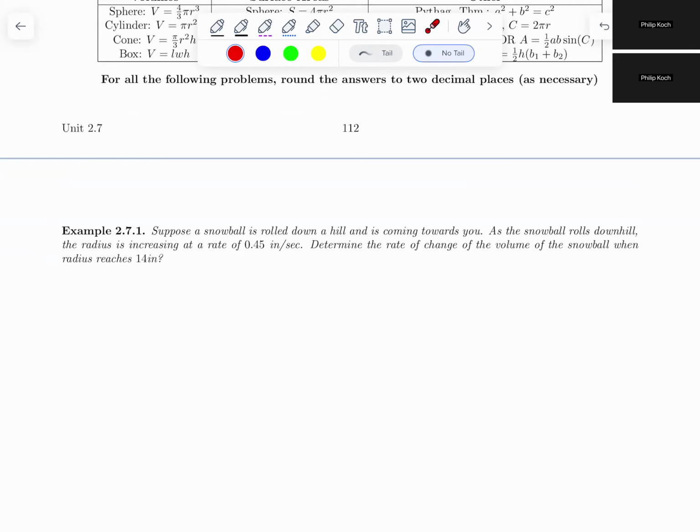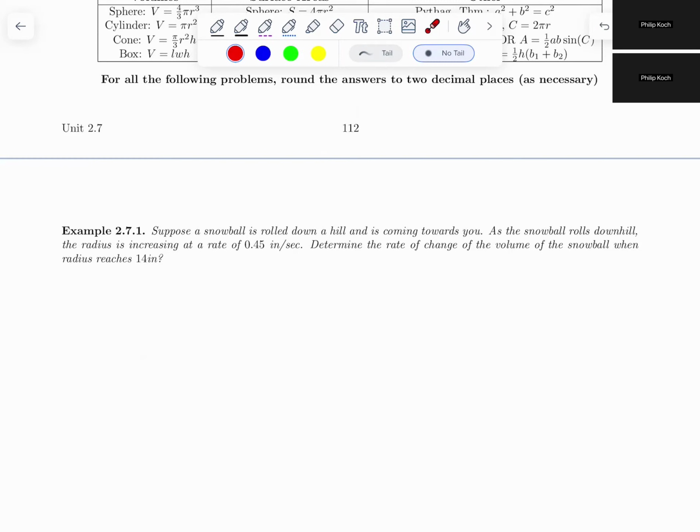As the snowball rolls downhill, I don't know how you did it, but you figured out that the radius is increasing at a rate of 0.45 inches per second. You have apparently immaculate vision, and you can figure that out right off the bat. But you can't figure out the rate of change of the volume. I know. Suspension of disbelief. So determine the rate of change of the volume when the snowball's radius reaches 11 inches, 14 inches.